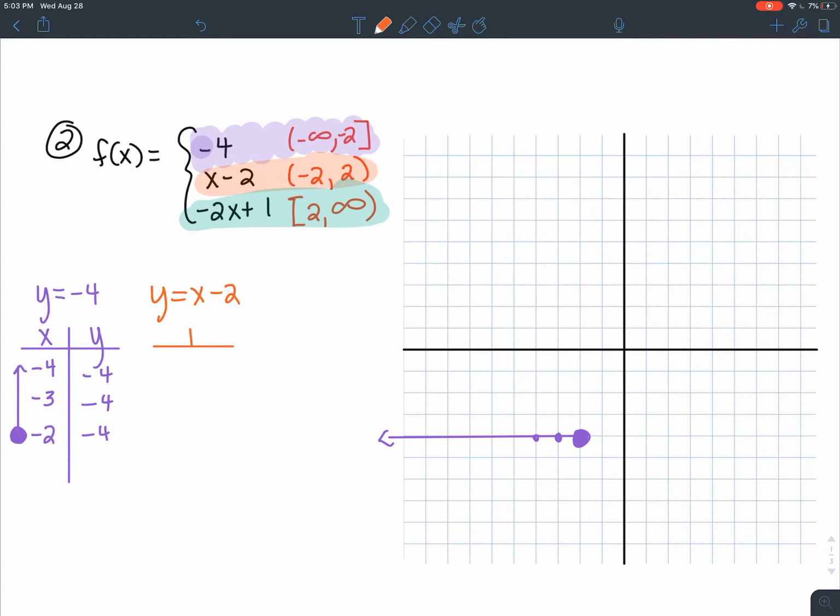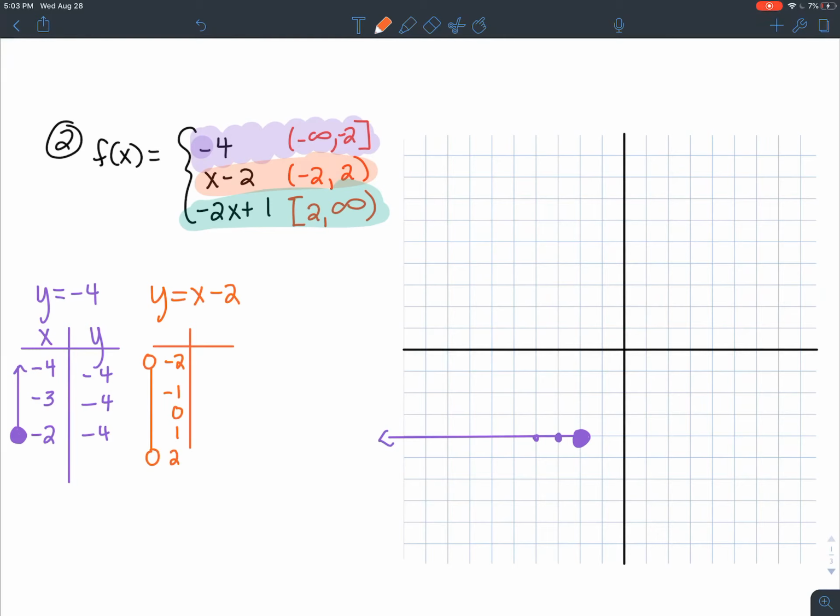Again, another line. Next one's not going to be all straight lines, just to start us off. So those are two open circles, and I'm starting with negative 2, negative 1, I have to stop at positive 2. And that's another open circle. So these are going to be open circles.